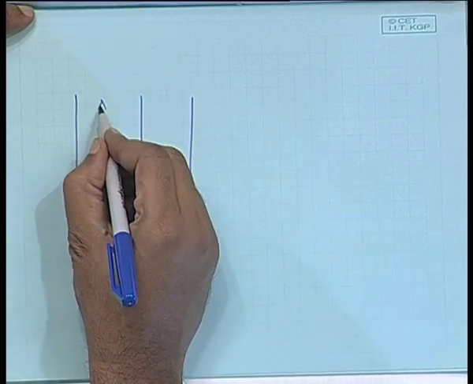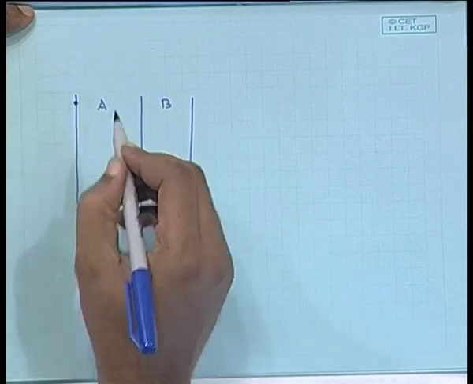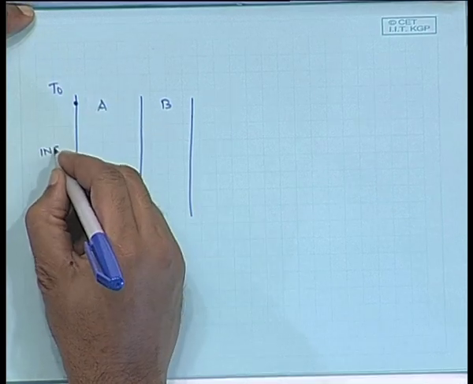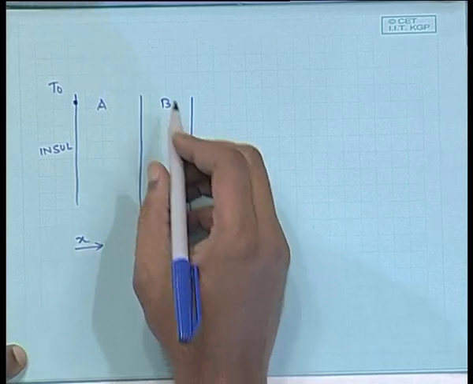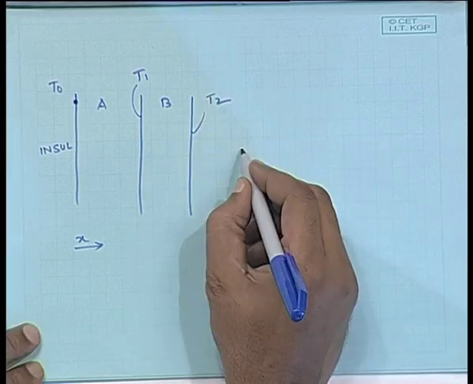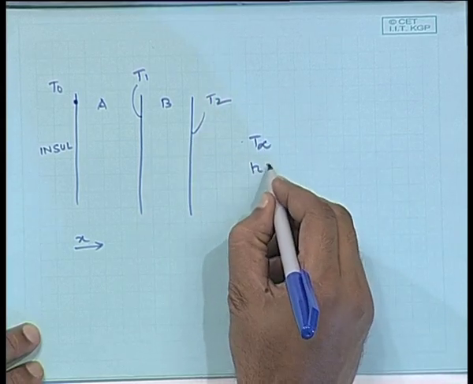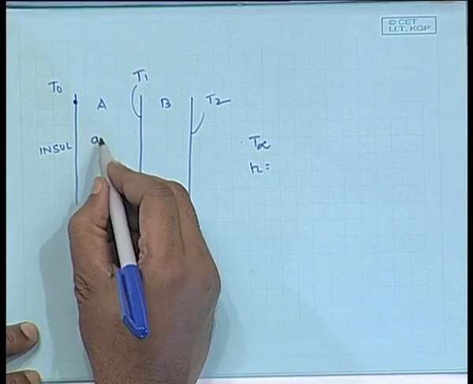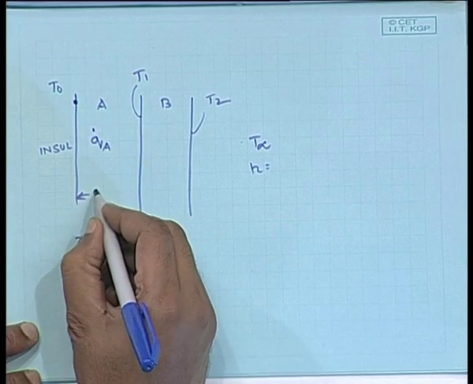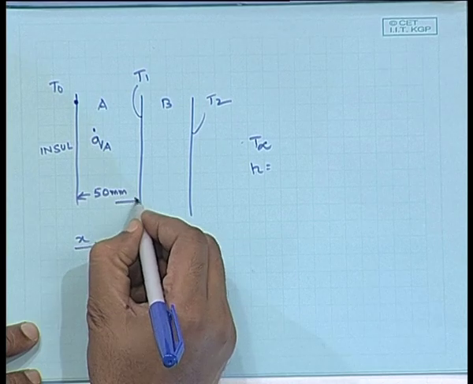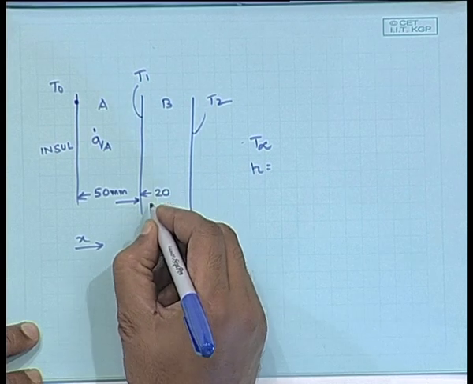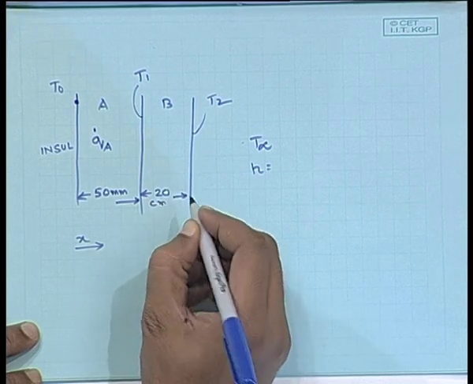In this specific case, I have two walls A and B. The temperature at x equal to 0 is T0. This side is perfectly insulated, and the temperature over here is T1 and over here is T2. I also have T infinity and H known to me. In wall A only I have some heat generation. The thickness of this wall is known to be 50 millimeter, whereas the thickness of wall B is 20 millimeter.